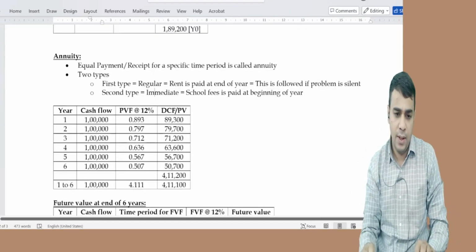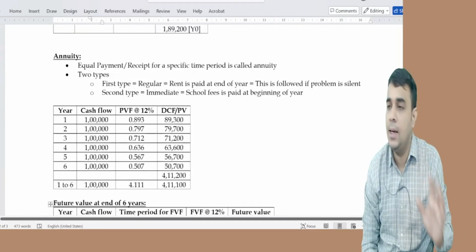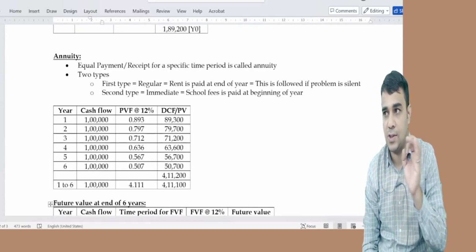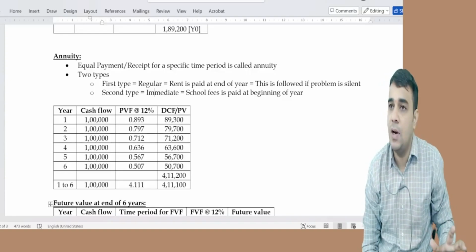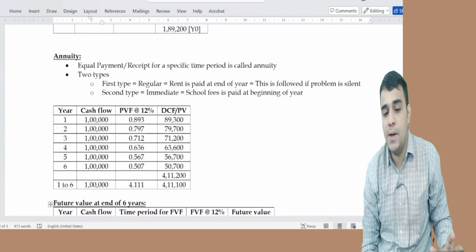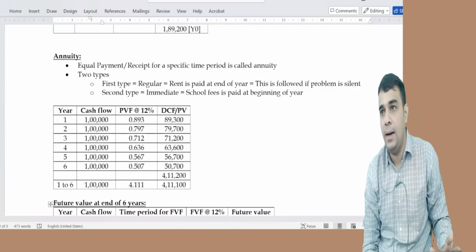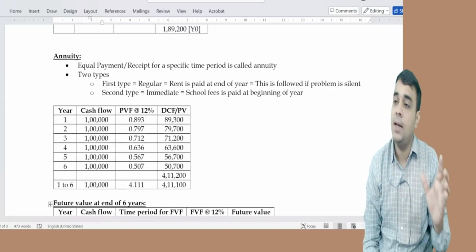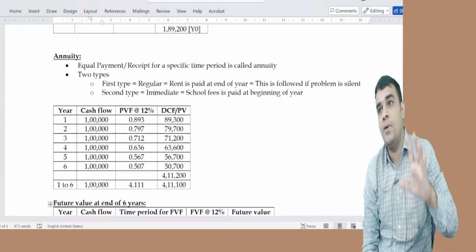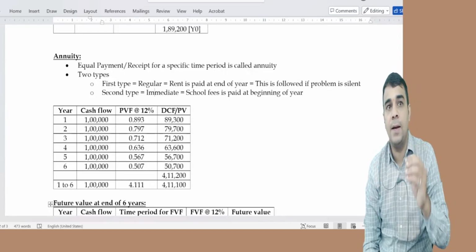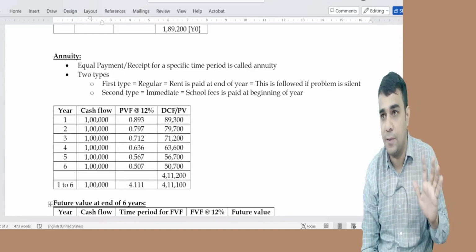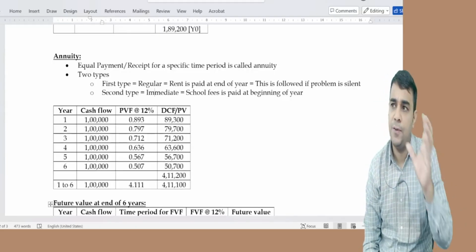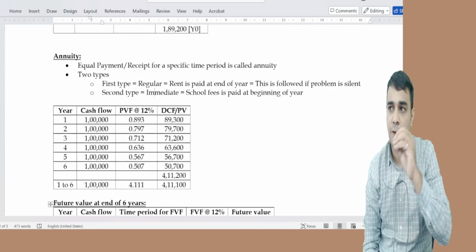Now, in the annuity, we learnt that there can be an equal payment or receipt for a specific time period. That is called annuity. The first type is called regular, where the amount is paid at the end of the year or end of the month or end of the quarter or end of the half year. The second type is called immediate, where the amount is paid at the beginning of the year or beginning of the month or beginning of the quarter or beginning of the half year. In the context of this, I said how we will calculate future value for regular and future value for immediate.